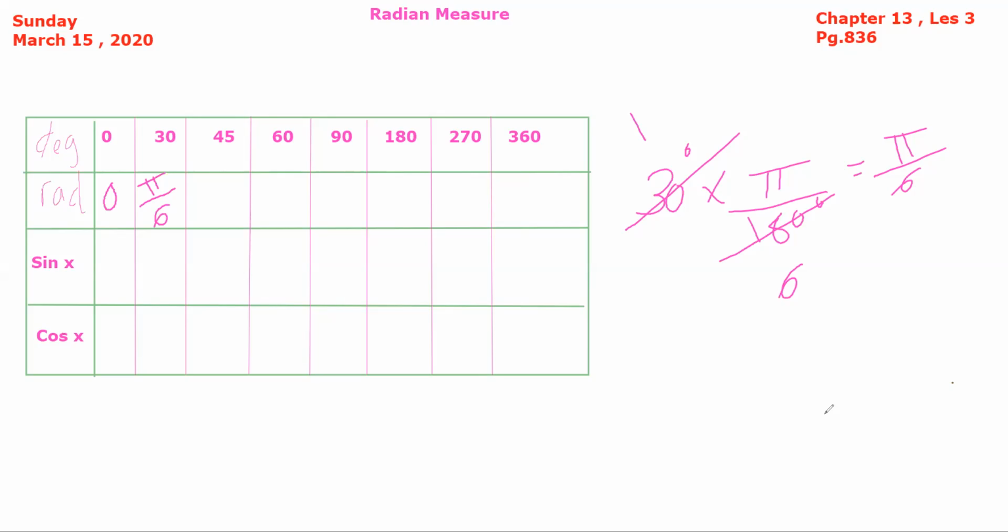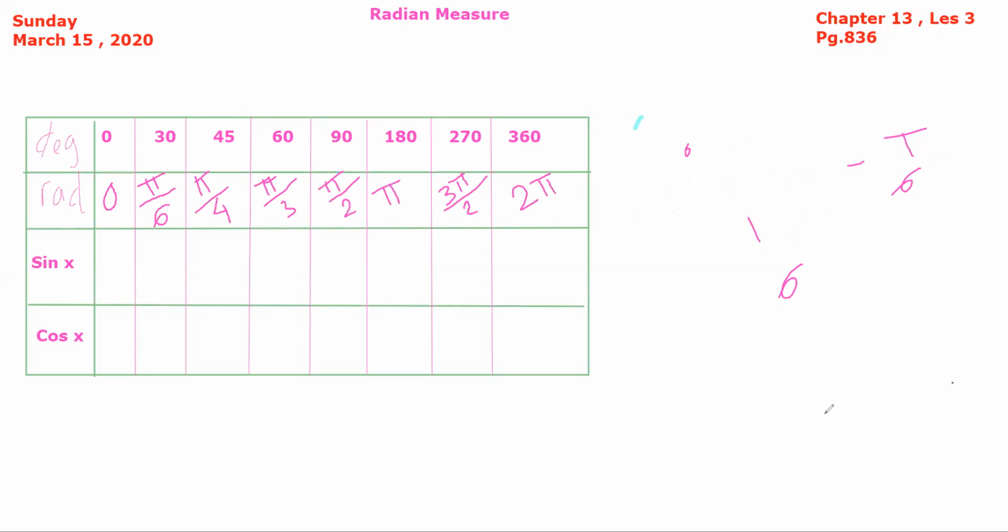45, if you convert it using this formula, will be pi over 4. 60 will be pi over 3. 90 will be pi over 2. 180 is pi. 360 is 2 pi. And 270 is 3 pi over 2.